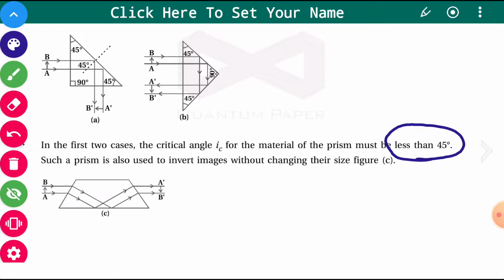Such a prism is also used to invert the image without changing its size. That is shown here. Here the image is inverted. See, this is your incident ray.